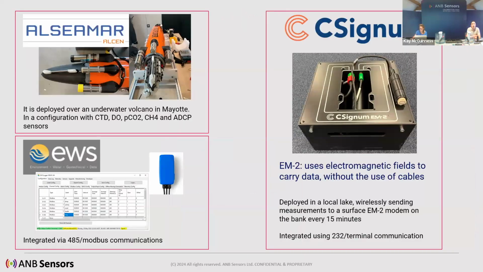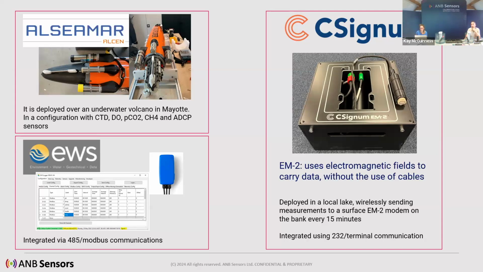We've also come quite far now on the integration of the sensor. We've integrated onto multiple platforms. With Alzheimer, we have it on the Alcon AUV, and it's currently looking at CO2 expulsion from underwater volcanoes. With EWS, a telemetry platform in Australia, they've integrated it through a 485 Modbus communication protocol, quite easy now. C-Signal was through a 232 terminal communication.